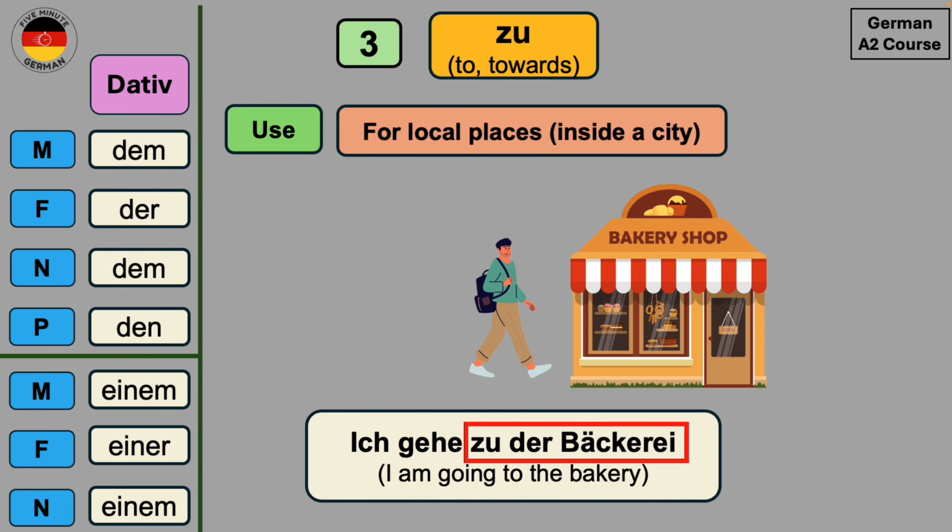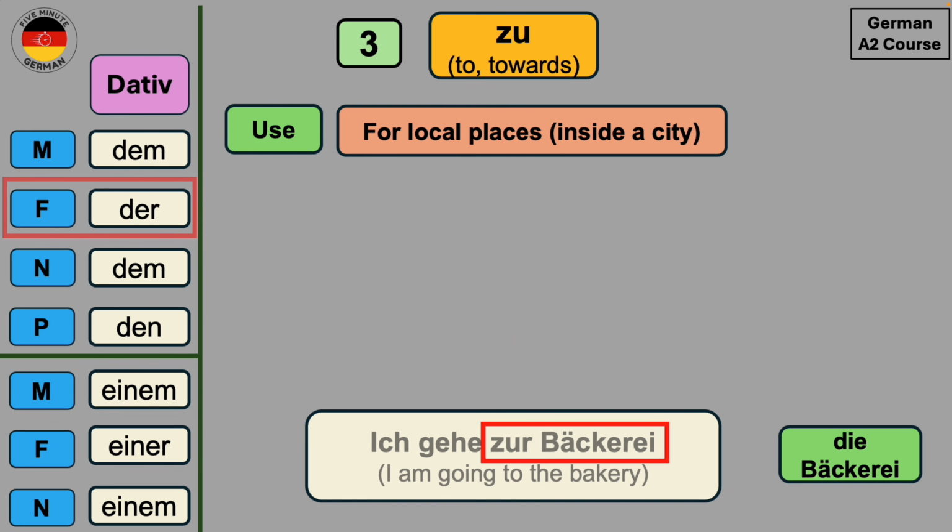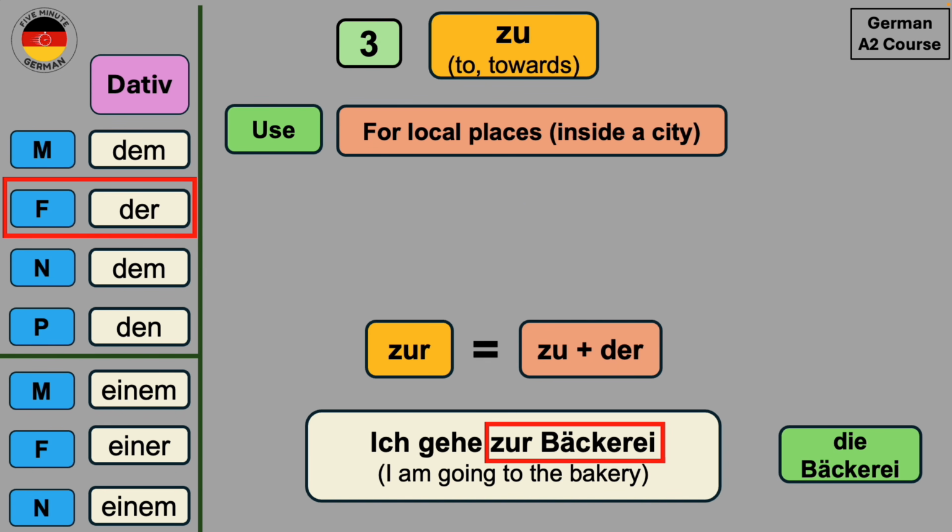I am going to the bakery, and Bäckerei is die Bäckerei. That's why we use the feminine dative article which is der. And we can also rewrite this sentence as ich gehe zur Bäckerei, which also has the same meaning, where zur is the combination of zu and der.